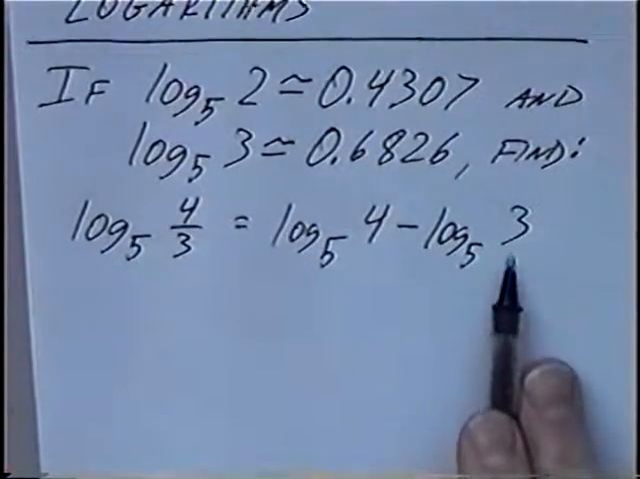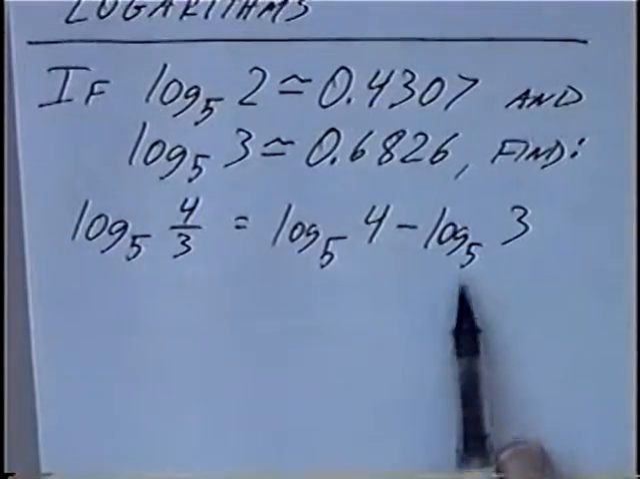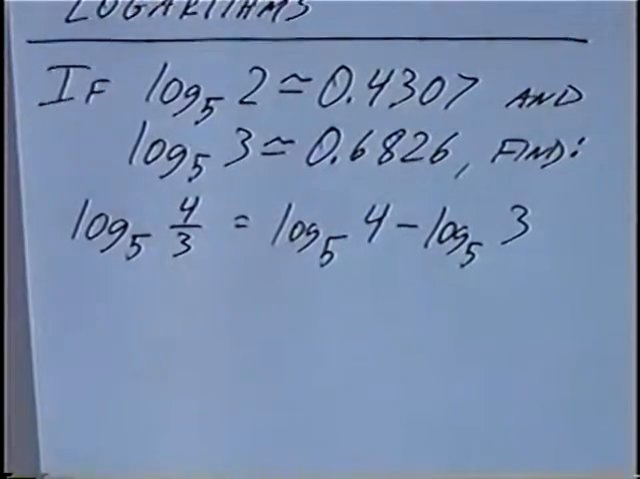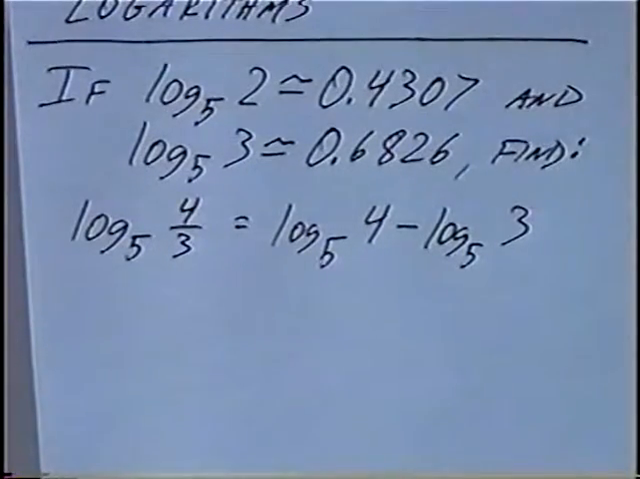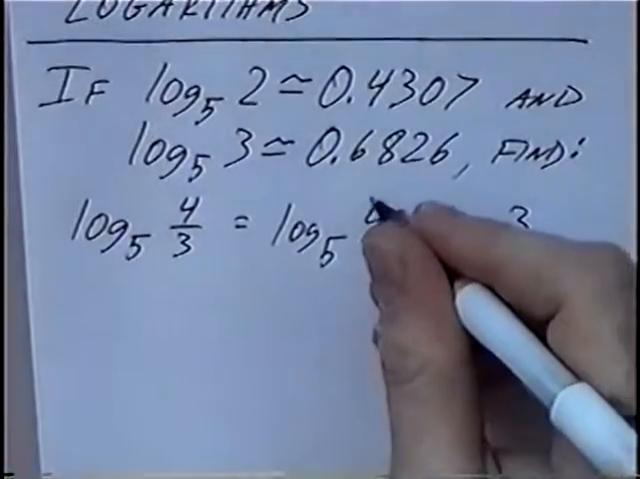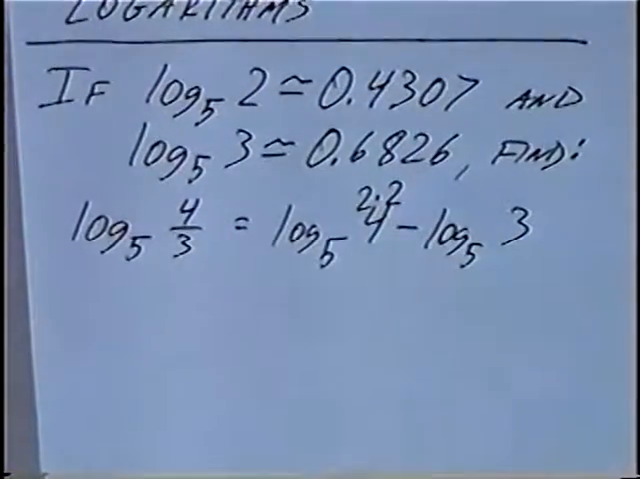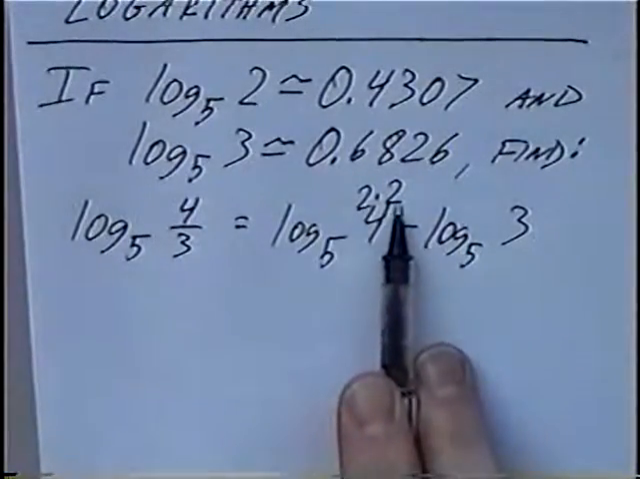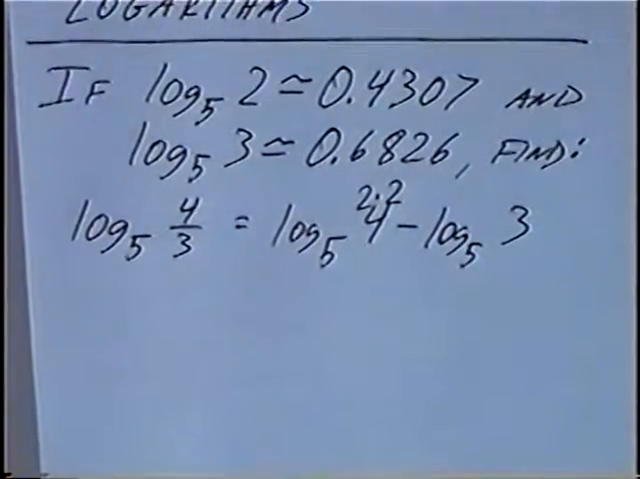The second log, we have the decimal for, log 3 base 5, but the first log, we have log 4, which is not given in the question. What we can do to solve, though, is log 4. If you think of 4 as 2 times 2, we're given the log of 2, so if we change this to 2 times 2, we'll be able to use the decimal given.